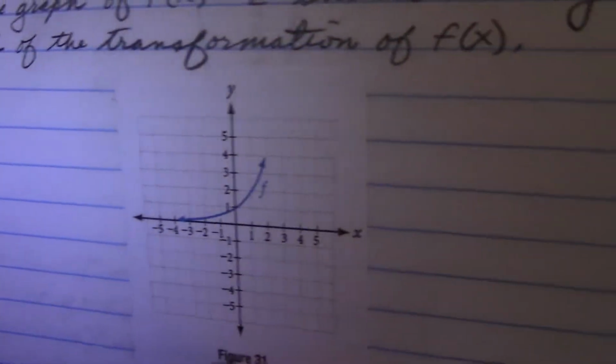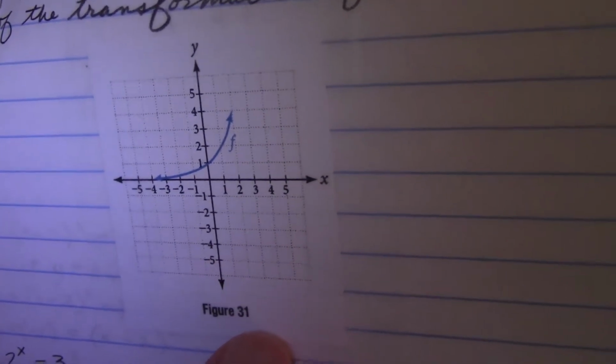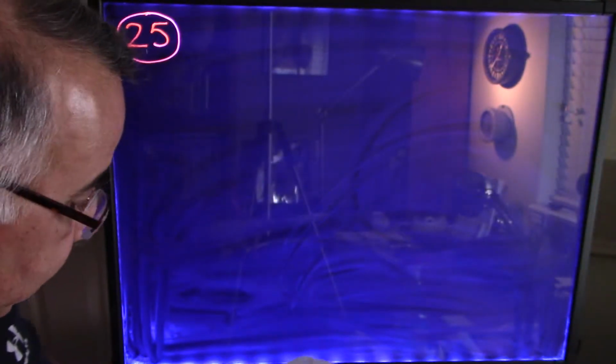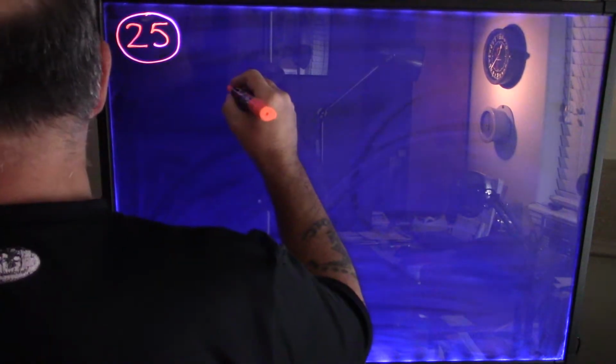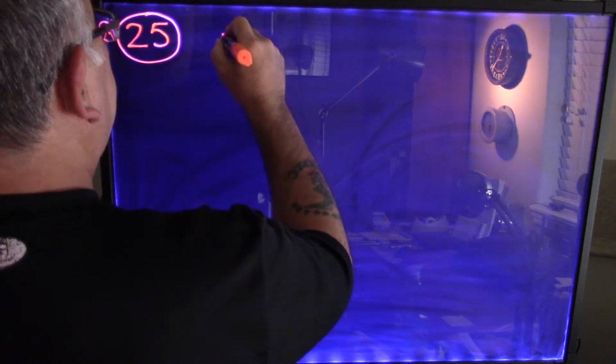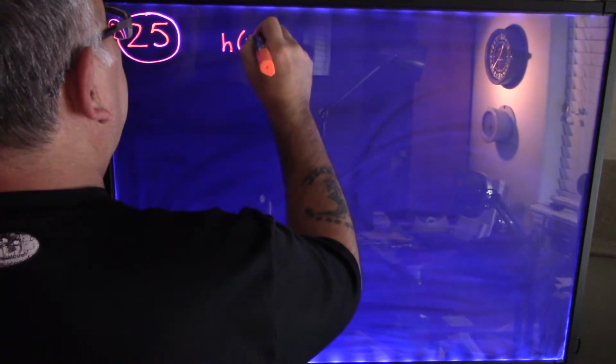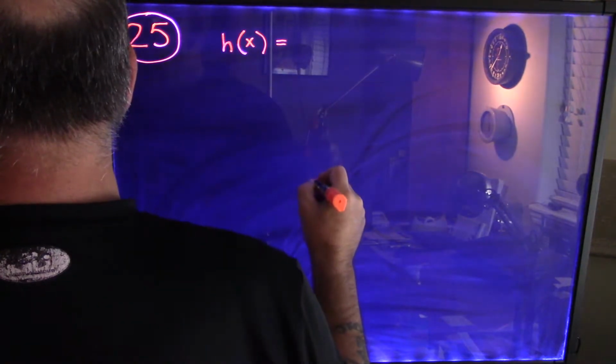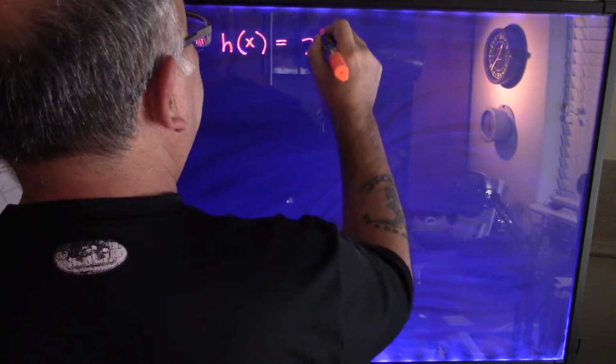Number 25. Use the graph of f of x equals 2 to the x shown in figure 31 to sketch a graph of the transformation of f of x. So we have a picture of the graph here, Figure 31. So we have this transformation h of x is equal to 2 to the x minus 3.